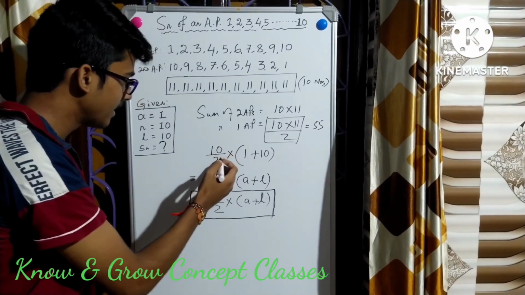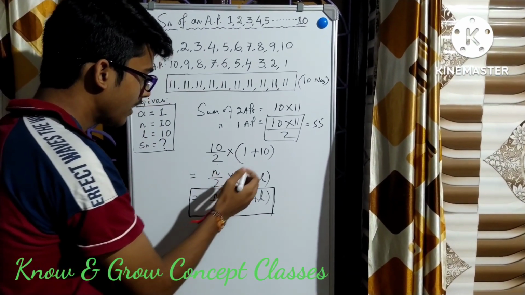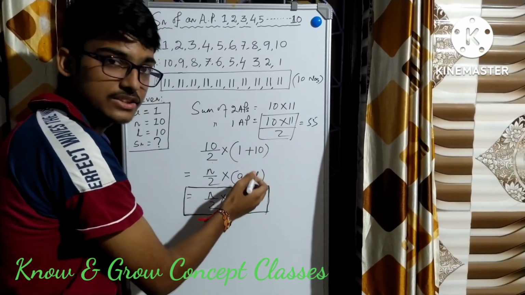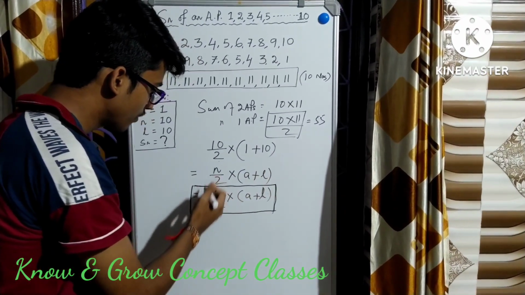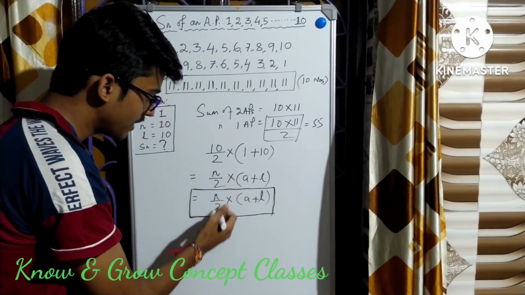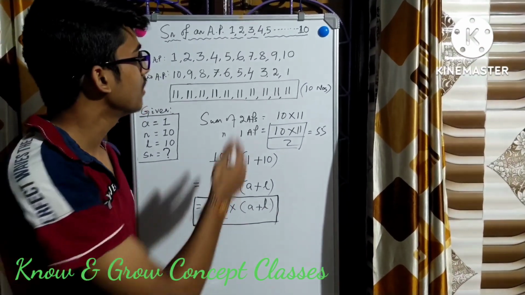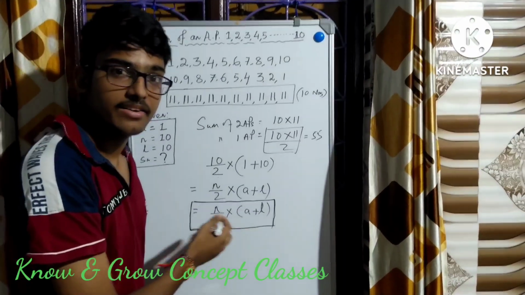So here 10 is n, the number of terms, then by 2, and a, the first term, is 1, and l, the last term, is 10. So here, n by 2 into a plus l. So we derive the formula n by 2 into a plus l, and this is useful in questions in which the first term and the last term are given. We can just put in the formula and get the answer.